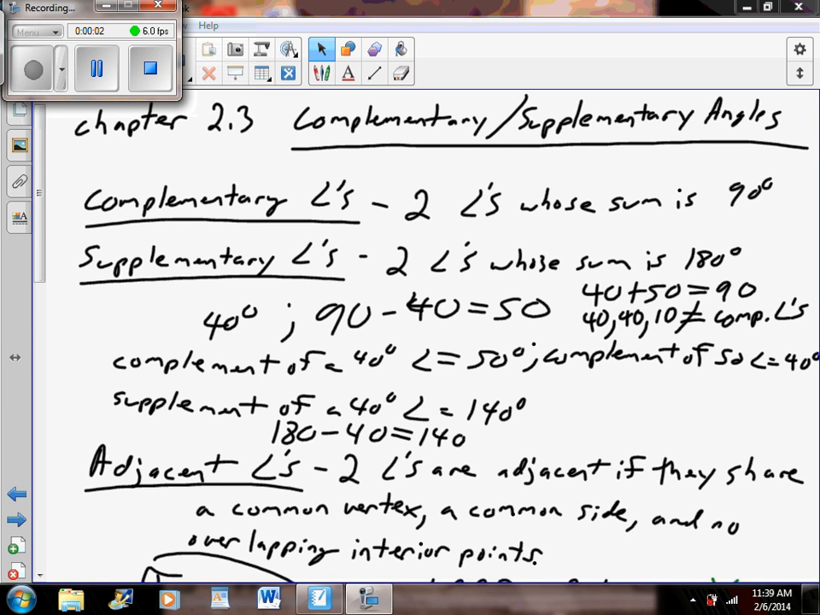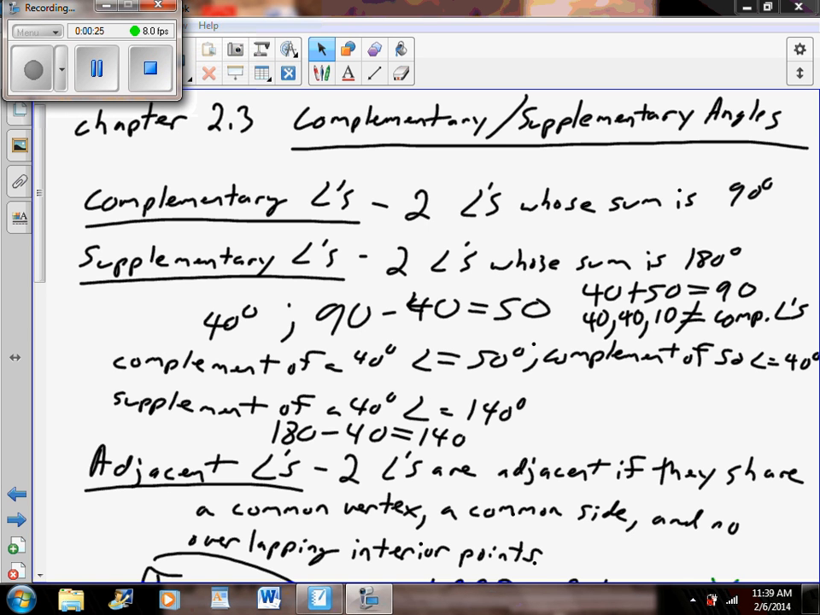Okay, today's lesson is going to be on chapter 2.3 in the textbook, and we're talking about complementary and supplementary angles. And just know this, as I'm recording this, when you pull this up on YouTube, you're going to see all of this. Yes, I want you taking these notes in class. But yes, you will see this on YouTube.